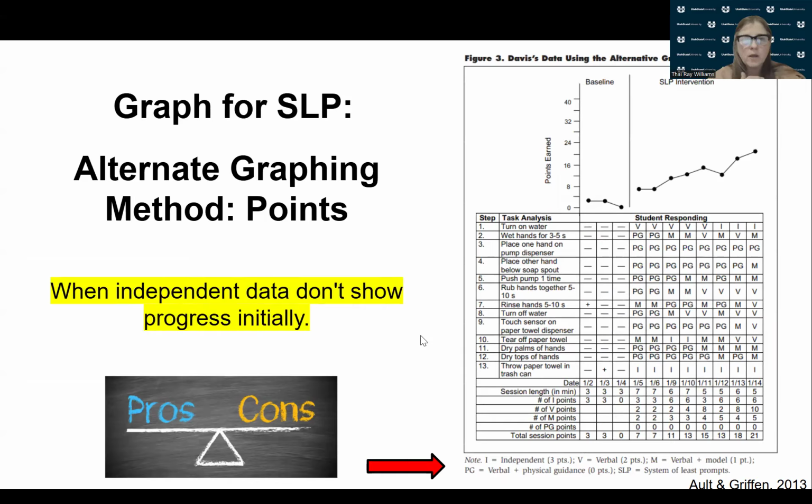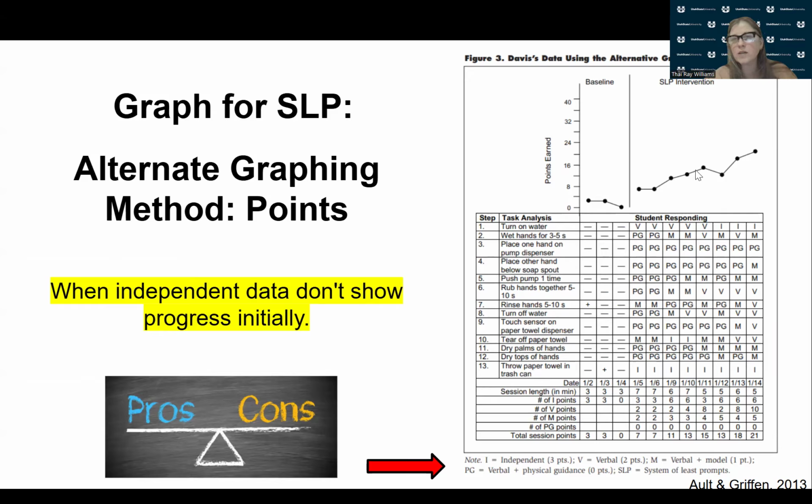Here is another one. When independent data doesn't show up initially, you may want to decide that you're going to use a different graphing. And so here, this is an alternate graphing method. This is where we're not getting it independently, but we're graphing the number. So for each of these, we can see that an independent response gets 3 points, a verbal prompt gets 2 points. And so what we've done is we've taken this data and we've turned it into a point system. And here we can tell what the points were for each of the individual sessions.